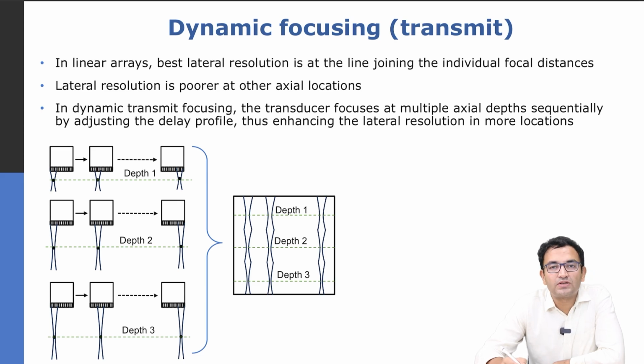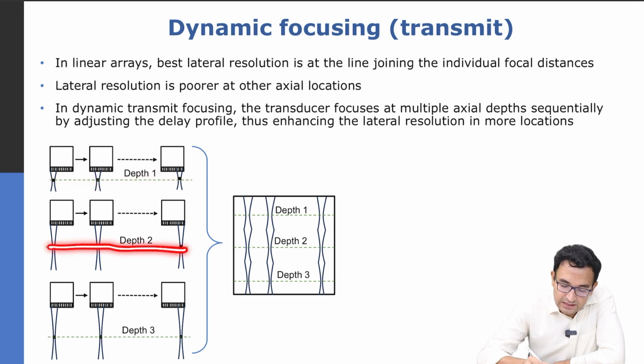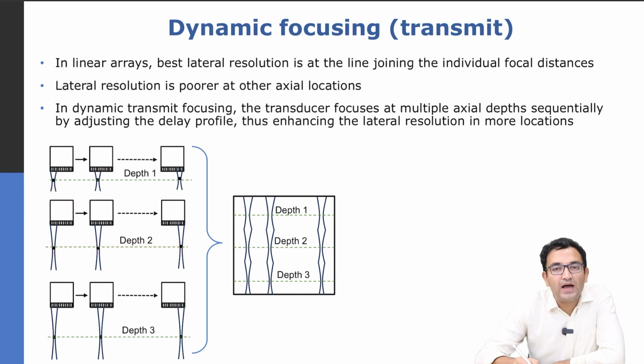But if I do a process called compounding, wherein I first focus at a particular axial depth and perform the imaging, then I change the depth by changing the delay profile, and then I acquire the data, and then I further change the depth, and essentially I combine those three. Then I can form an image with three foci, because of which the lateral resolution is not degraded in the image substantially. Now this is a technique of dynamic focusing, but the challenge here is it affects your frame rate because you have to fire again and again at different depths. So this is used but not so commonly.